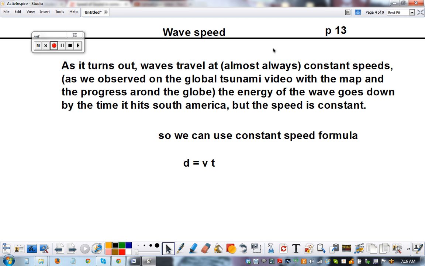And as it turns out, waves travel almost always at constant speeds. Once they're put in motion, they stay in motion. They tend to lose energy, but they don't slow down. As we observed on the global tsunami video with the map and the progress around the globe, the energy of the wave goes down by the time it hits South America, but the speed is constant. So we can use this constant speed formula. If we know, say, distance and time, we can find out the speed of the wave. And this is one type of problem that you're going to see on this next quiz. You'll see an example where you have to use this formula.